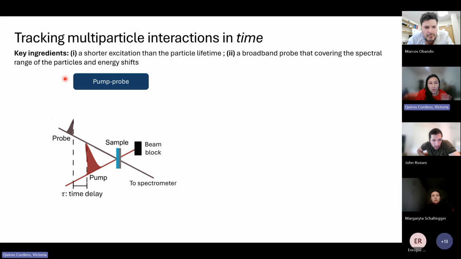The key ingredients, as you can see from these types of setups, are that we need an excitation that is shorter than the particle lifetime, or shorter than the process that you want to measure. And we also need a broadband probe that will cover the spectral range of the multi-particles and their energy shifts. Okay, so we control this time delay too, so that we see the evolution of these energy shifts in time.